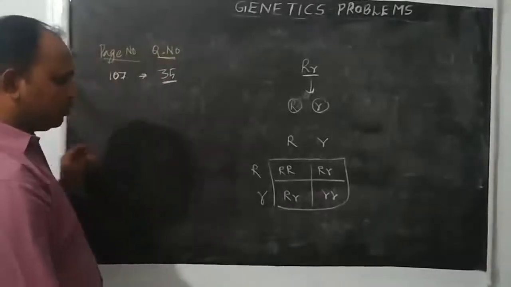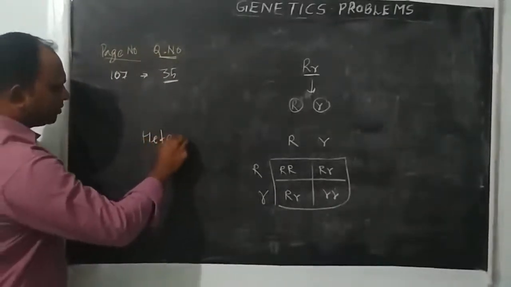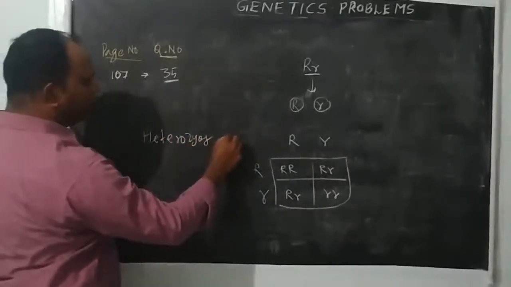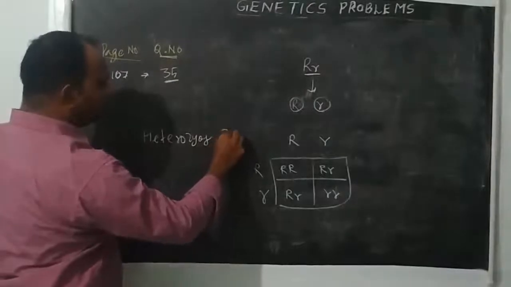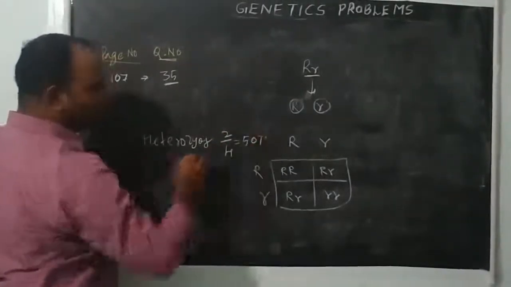Out of 4 progeny, they are asking how many progenies are heterozygous. So out of 4 progeny, how many are heterozygous? 2. Then the percentage of heterozygous is 50%.